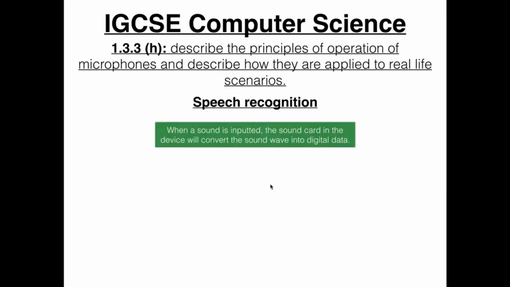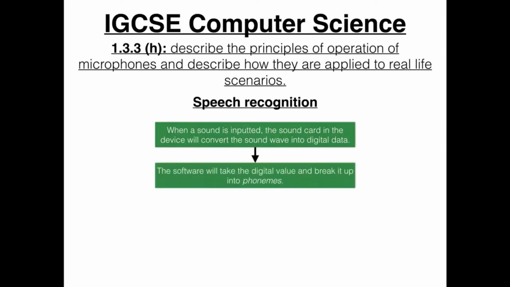When a sound is inputted, the sound card in the device will convert the sound into digital data. The software will take the digital data and break it up into phonemes. Now, what a phoneme is, how do I explain this? It's kind of like the sounds in words, the individual elements of the sounds in words. So hello would be ha, o, u. Those would be the phonemes, the individual sounds.